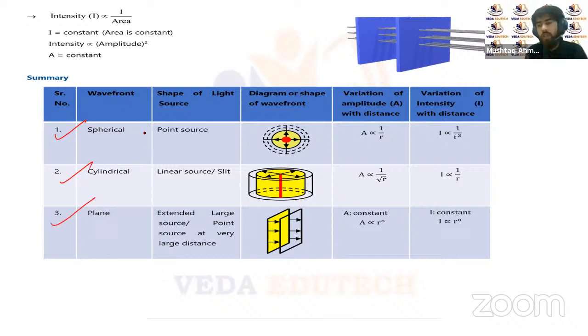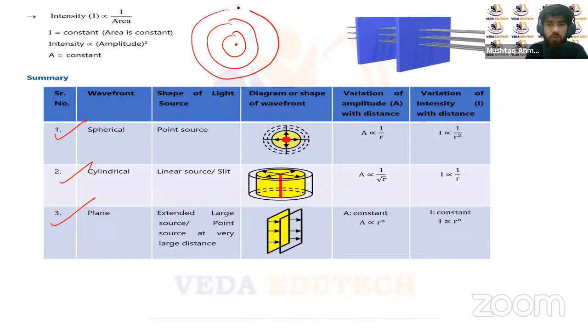The source for the spherical wavefront is a point source, a point particle. You can see here there's a point source, and it sends out spherical wavefronts. The direction perpendicular to the wavefront gives the direction of the flow of light, or the direction of the flow of energy.